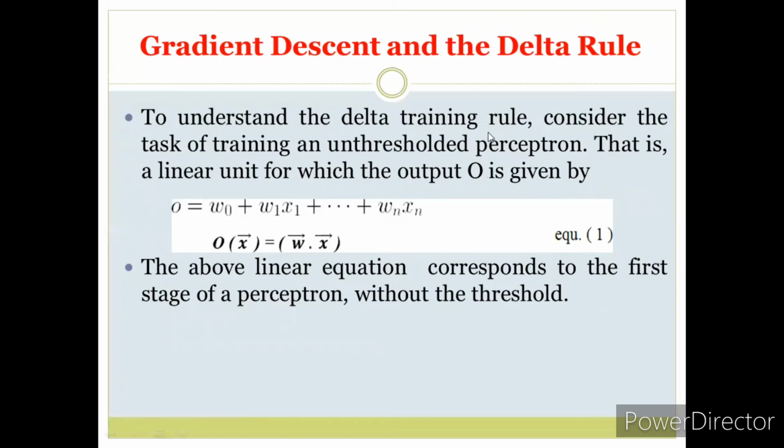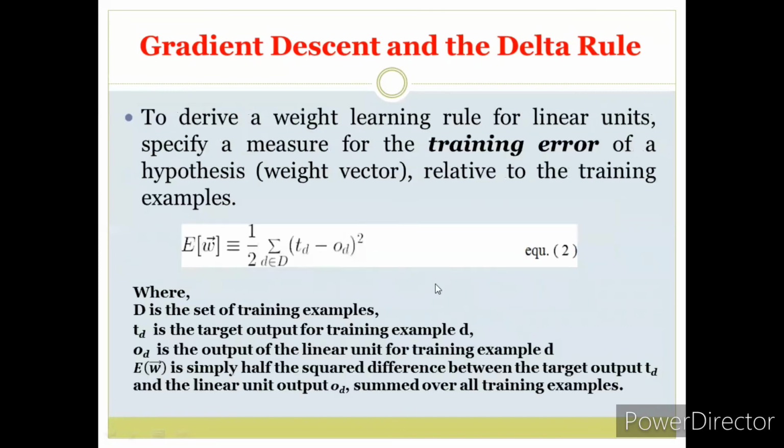So to understand the training rule, that is the delta training rule, let us consider the training of an unthresholded perceptron. That is a linear unit for which the output is given there. As you can see, the output is given by o(x) = w · x, as we already saw, a linearly varying parameter. So the above linear equation corresponds to the first stage of the perceptron, the single stage perceptron output without the threshold.